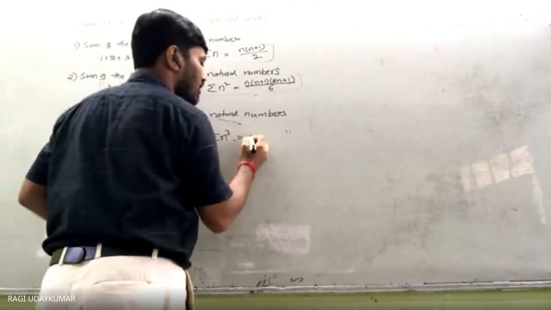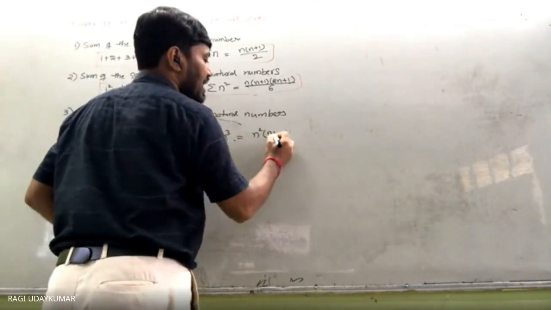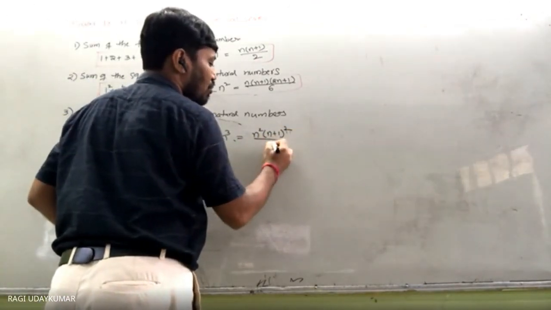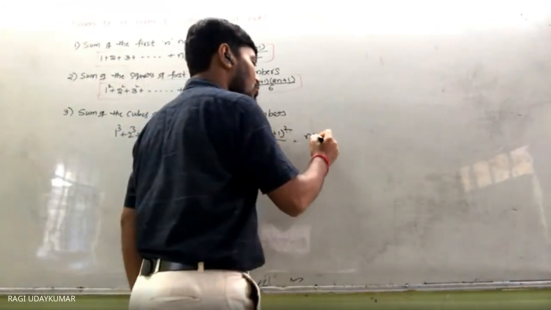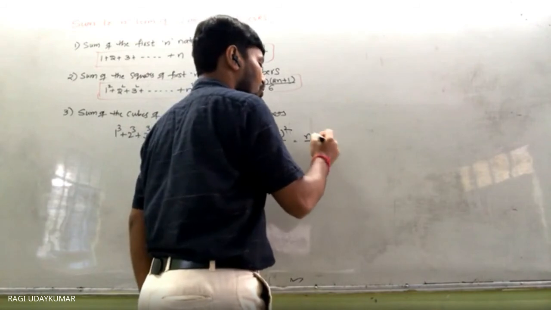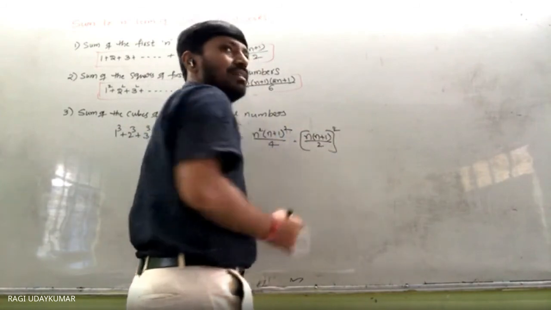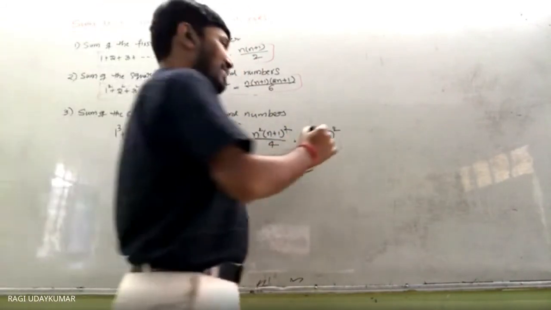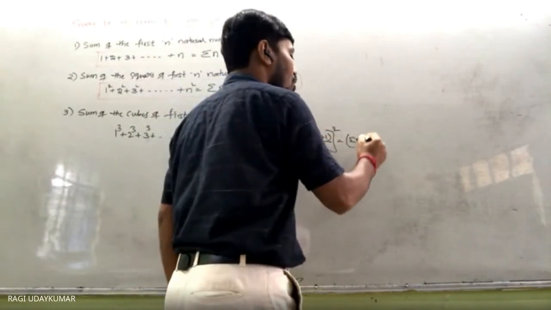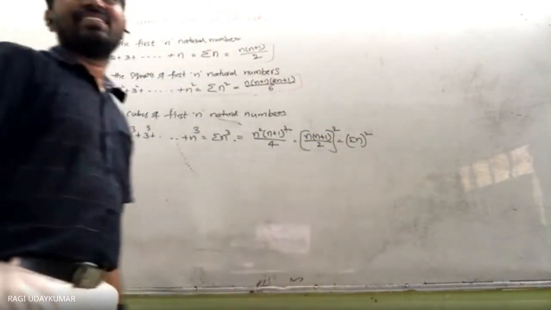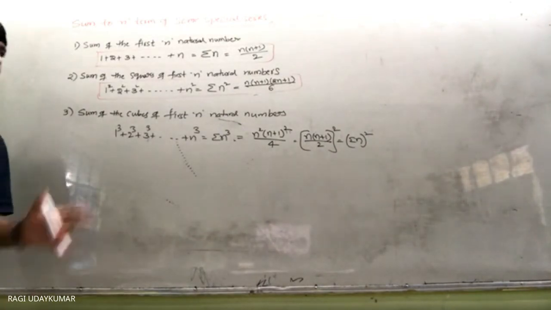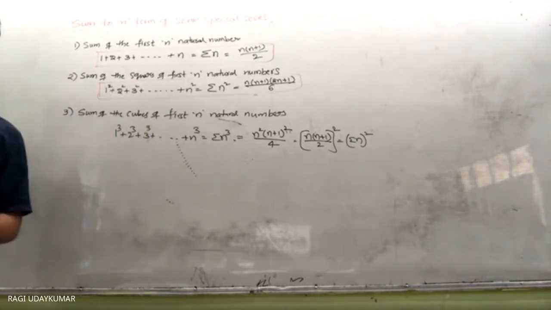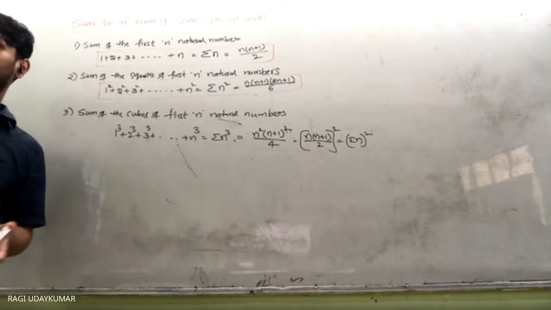is equal to n square into n plus 1 whole square by 4, or you can write it as n into n plus 1 by 2 whole square, or you can write it as sigma n whole square. Sum of the cubes of the... सर क्यूब्स को स्क्वायर कैसे आया? ये डाउट बहुत ज्यादा लोगों को होता है.